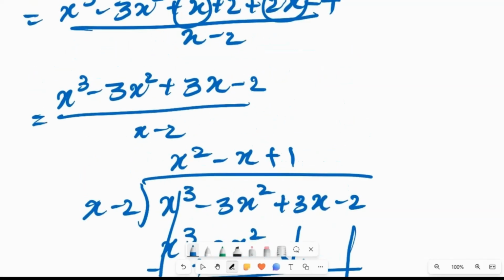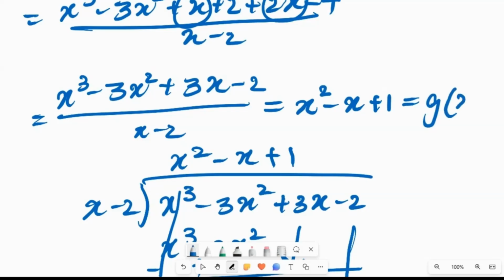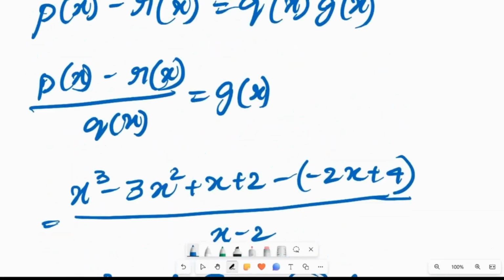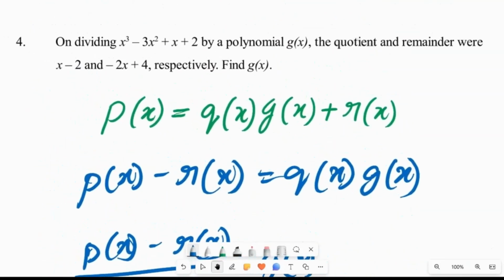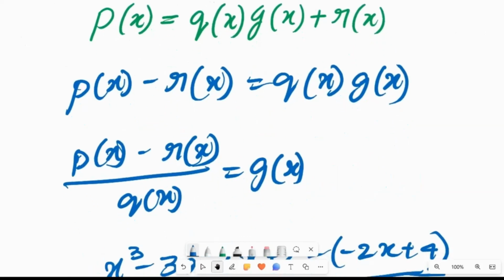So by dividing x cube minus 3x square plus 3x minus 2 by x minus 2, we got the answer as x square minus x plus 1. Since the division gives us the answer, this is only the g of x. This is the g of x. So the therefore statement would be, on dividing x cube minus 3x square plus x plus 2 by polynomial x square minus x plus 1, the quotient and the remainder would be x minus 2 and minus 2x plus 4.